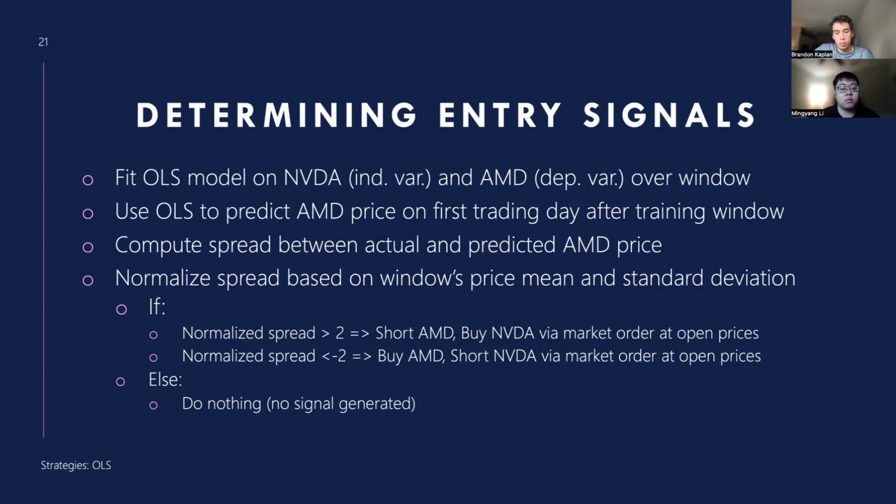So we're going to short AMD and buy NVIDIA because we're always shorting the overvalued stock with the anticipation that it goes back to a norm and buying the undervalued stock with the anticipation that it returns to a norm. Now the inverse is true when the normalized spread is less than -2, because it's just the reverse logic.